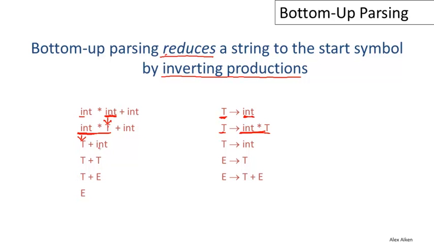And so on. At each step, we're matching some portion of the string, and I'm underlining the portion that's being replaced at each step. That matches the right-hand side of some production, and then we're replacing that substring by the left-hand side. Finally, this entire string here is replaced by E, and we wind up at the start symbol. So we began with an input string of tokens, and we end with the start symbol.